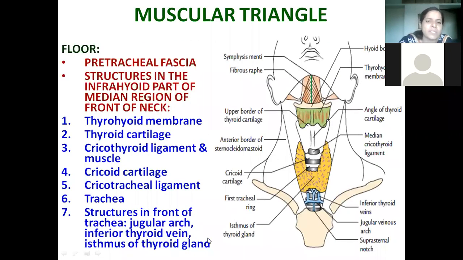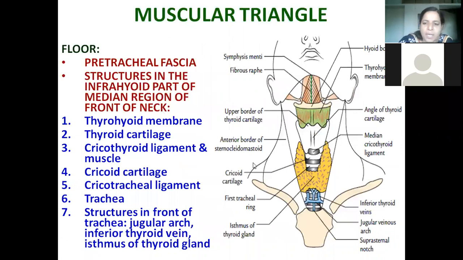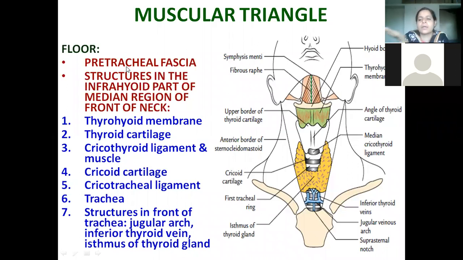So the floor of the muscular triangle, how do we see the floor? You need to cut all these muscles. In the roof, you have to cut the investing layer, you have to cut the sternohyoid, sternothyroid, thyrohyoid. Once you cut all these things, you will see, in the floor, surrounding the thyroid gland, what is the name of the fascia? I said in the transverse section picture, this is the pretracheal fascia. So in the floor we find the infrahyoid part of the median region of the neck.